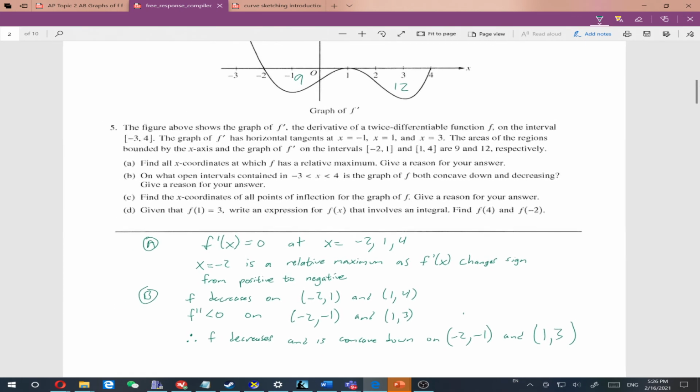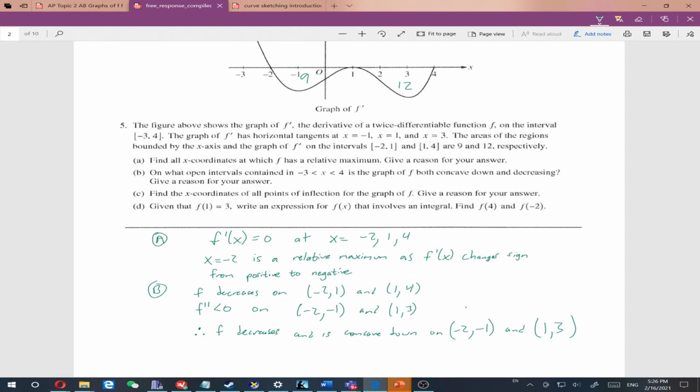Okay, for part C, I want to find the x-coordinates of all points of inflection and give a reason. First, f prime prime should be 0, which is the slope of f prime should be 0. So when x equals negative 1, 1 and 3, f prime prime is 0, and it changes sign. Okay, so these are points where f prime prime is 0 and changes sign.